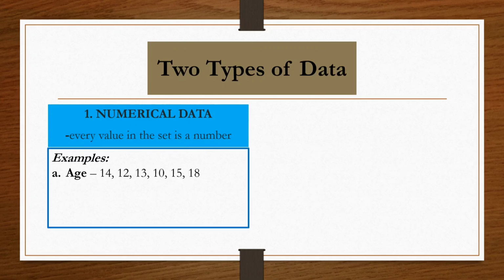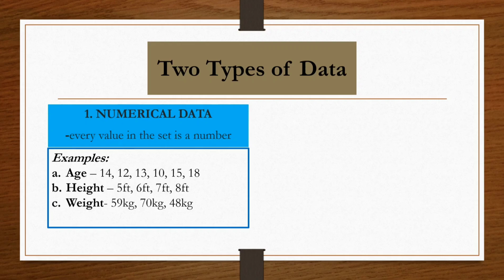For example, age. When we talk about age, it talks about numbers. So we have 14, 12, your ages may range from those numbers. So it is a number. For letter B, height is also a numerical data because heights can be written as 5 feet, 6 feet, 7 feet, 8 feet, and so on. Another example is weight. So you may say that your weight is 59 kilograms, 70 kilograms or 48 kilograms, and so on.